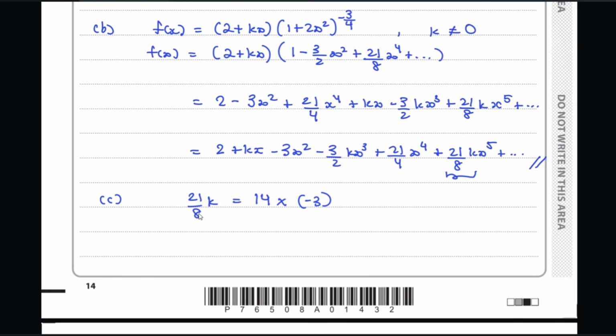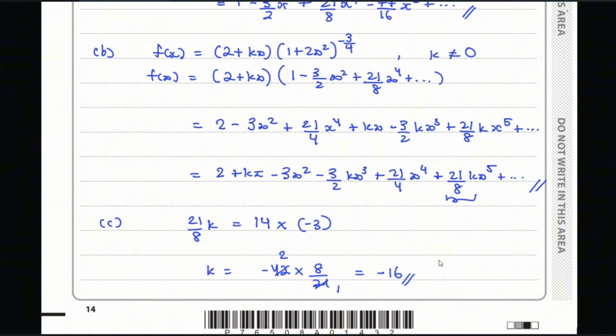So we can move 21 over 8 to the other side. k is equal to 14 times minus 3, which gives me negative 42, so negative 42 times 8 over 21. 21 1s are 21, 21 2s are 42. 8 times 2 is 16, and there's a negative sign, so it's going to be negative 16. k is equal to negative 16. That's what we get for k, and that's everything for question 7.